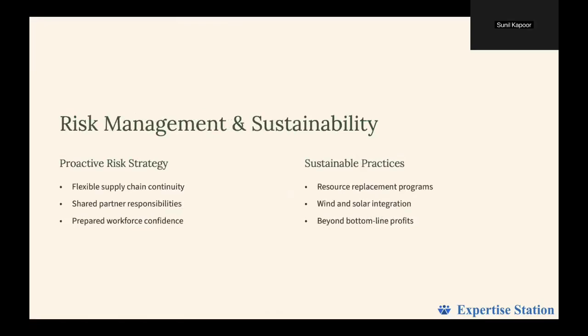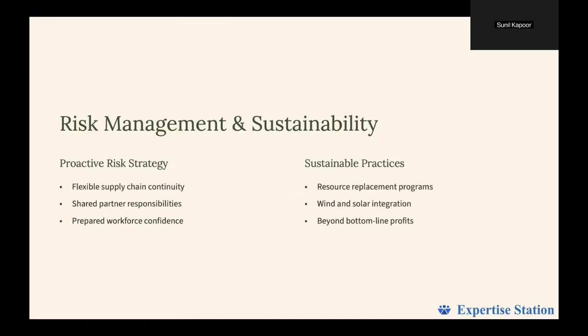Finally, risk management and sustainability. We have to de-risk our overall supply chain, which includes a flexible supply chain. You should have a flexible supply chain where you are able to meet a demand of, let's say, plus or minus 10, 12, 15%, or you build your production facility in such a way that you are able to meet a demand which could be flexible also.